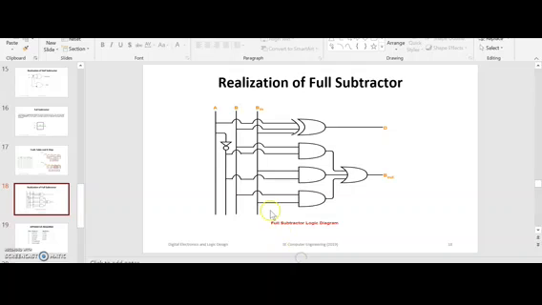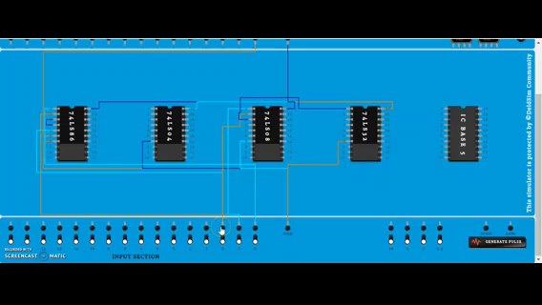Now for the next AND gate we have A bar and B, so we have to invert A. For that inversion we will take this A and connect it to the NOT gate, and the output of this NOT gate is our input to the AND gate, this 4. So we will connect it here. So A not we have connected to this AND gate.